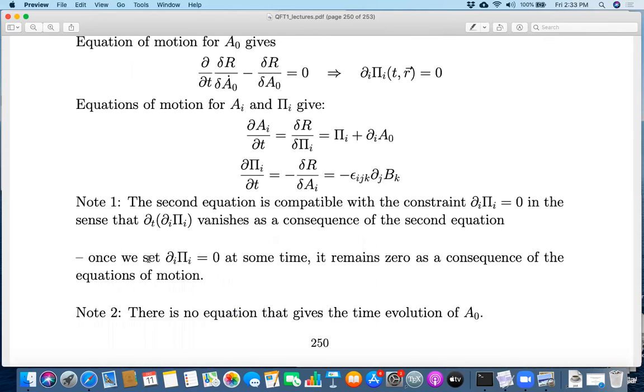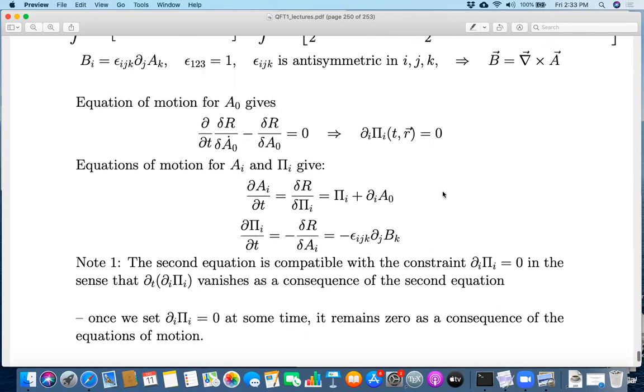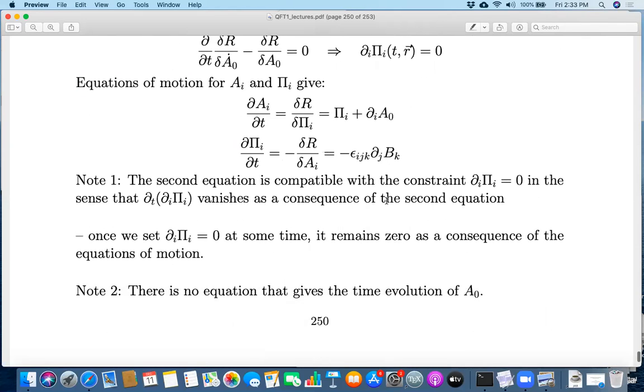However, the problem comes because you see that there is no equation that gives the time evolution of A0. All of these simply involve A_i and pi_i. So these two equations tell you that for a given A0, how to time evolve A_i and pi_i, but nothing tells us how to time evolve A0. In fact, if you look at these equations, then A0 at a given time can be taken to be anything that you like, irrespective of what the initial condition on A0 was, because nothing tells you how A0 evolves as a function of time. Are there questions?